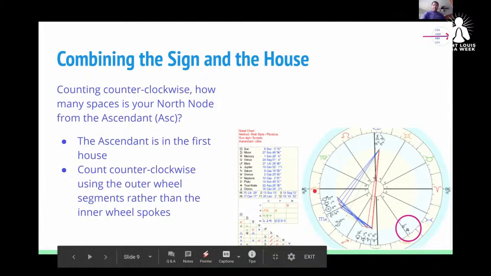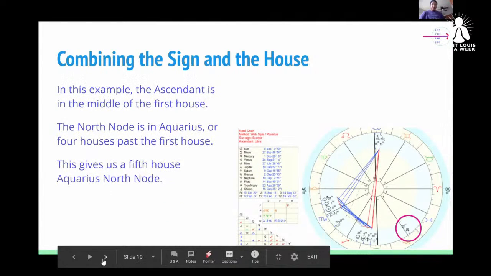So the ascendant is always in the first house. So you would count 1, 2, 3, 4, 5. And this would give you a 5th house placement for the North Node. You'll also notice that there are these other wedges on the inside, and for the purposes of this class, you can just leave those alone. So you'll see here, this is just the detailing out. North Node is in Aquarius, which is 4 houses past the first sign.